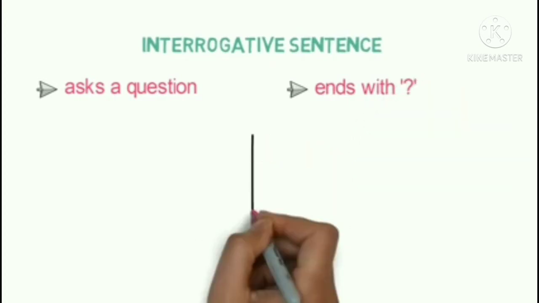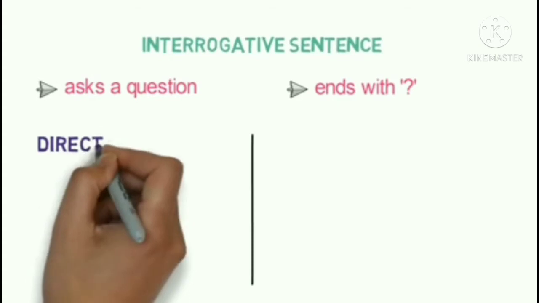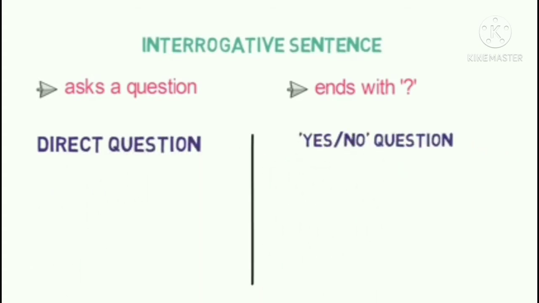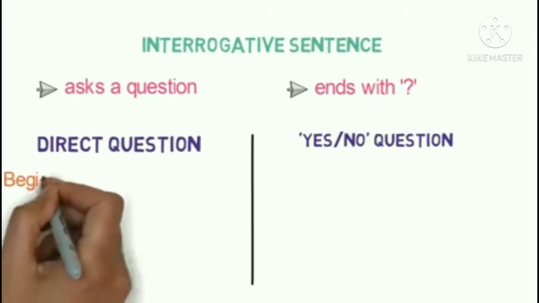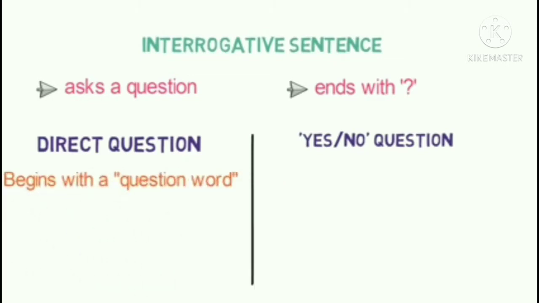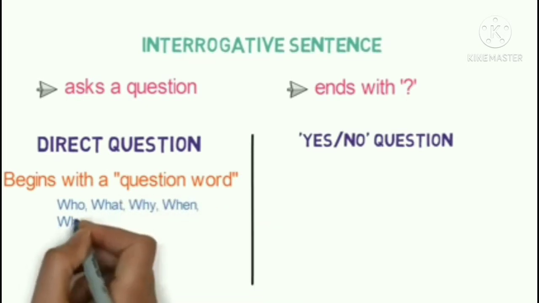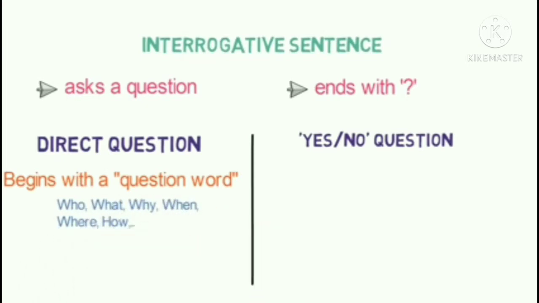Generally, we have two patterns of questions. One is direct question and second is yes or no question. In direct questions, the question begins with a question word or WH words in English. Which are these words? These are words like who, what, why, when, where, how, and so on. An example, why is the sky blue? As you can notice, the WH word is why.